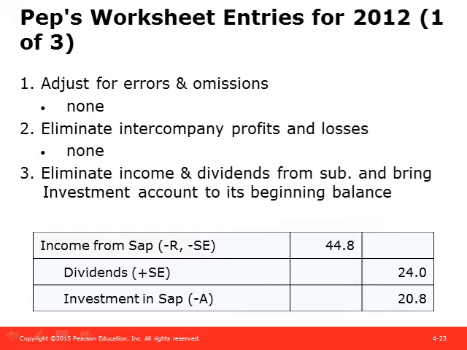So in order to do that, we debit the income from SAP, which is a reduction to revenue and a reduction to shareholders' equity. We credit the dividends, which is an increase to shareholders' equity, and we credit the investment in SAP, which is a reduction to our assets of the difference between the two, or 20.8K.